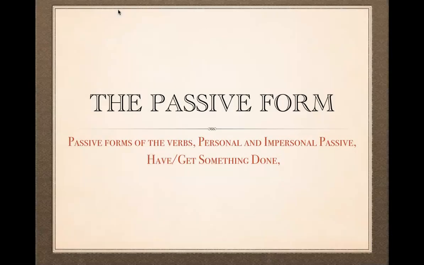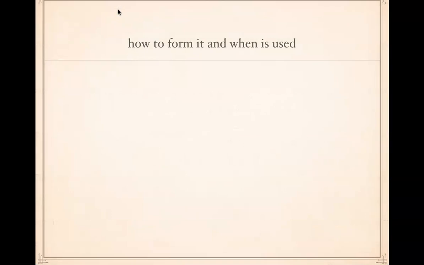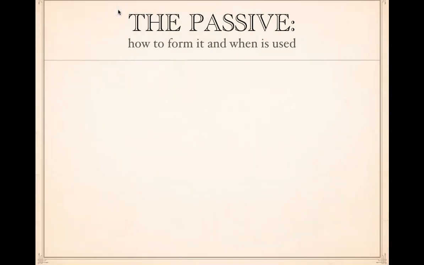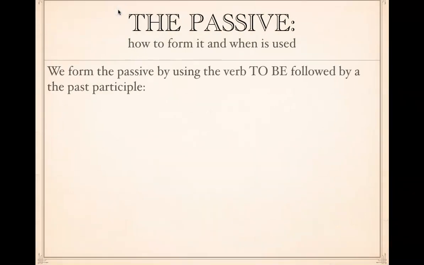I'm Selenia Romani, and today in this lesson, I'm going to talk about the passive form of different tenses. Okay, so here's the passive, how to form it, and when it is used. So we form the passive by using the verb to be followed by the past participle.